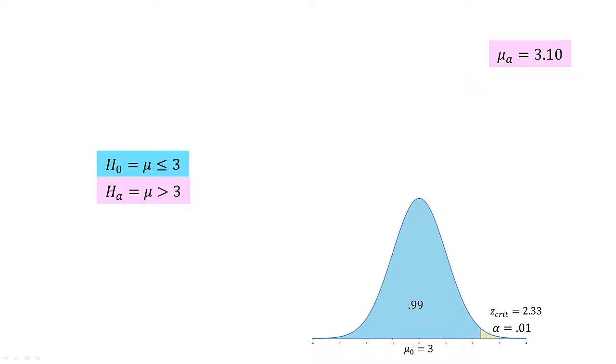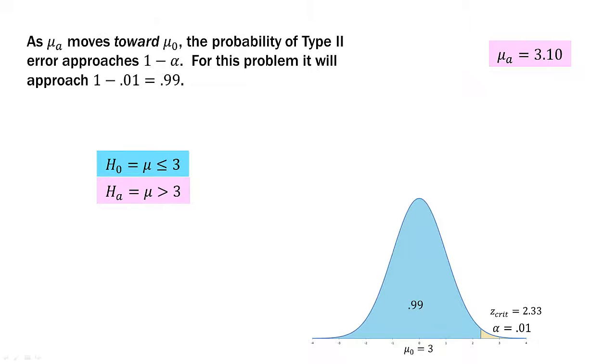Now let's take an alternative population mean that's closer to 3. So in this case, 3.10. And hopefully you can begin to think in your mind what's going to happen here. So as our alternative mean moves towards our hypothesized mean, the probability of type 2 error approaches 1 minus alpha. So for this problem, it will approach 1 minus 0.01, which is 0.99.